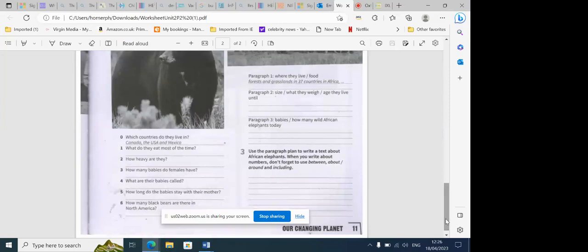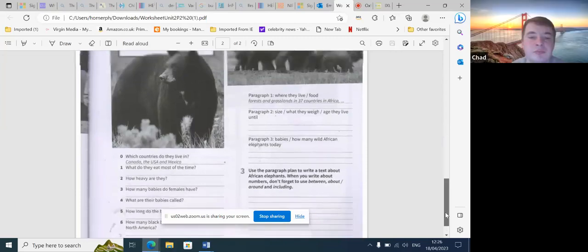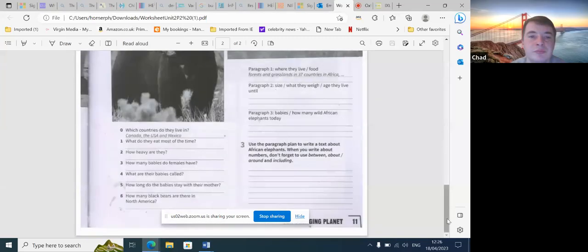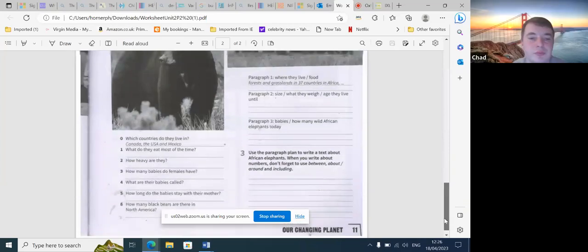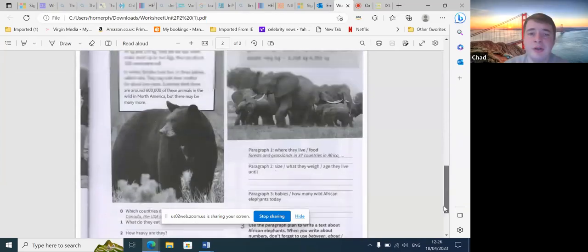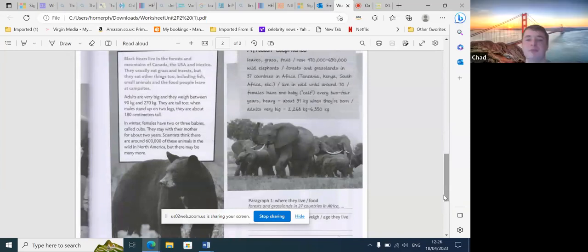There are around 600,000 black bears in North America. Well, actually, that was for question 6. So if you just answered that one, around 600,000. But question 5 is, how long do the babies stay with their mother? About 2 years. Yes, they stay with their mother for about 2 years.